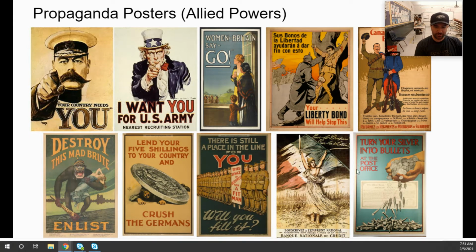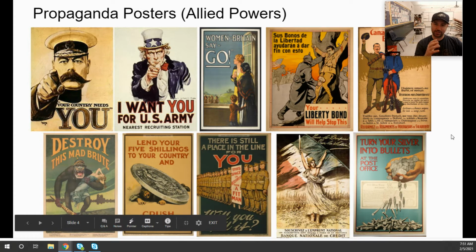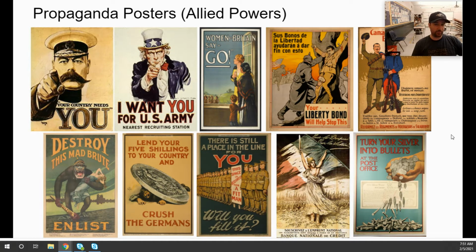And there's more, like turn your silver into bullets, just small little things that these propaganda posters are trying to get them to do, like rationing and buying war bonds, and promoting women and others who are not going to fight to go into the factories and build munitions and things for the war. So this is all happening there, trying to mobilize their people to get on board with the war effort in some way. Everyone's got to play a role, and that's why it makes it a total war.